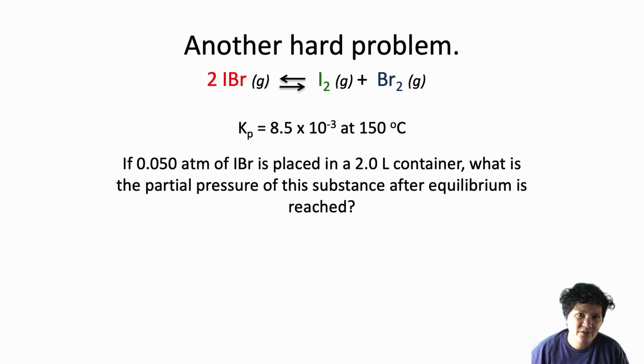Our Kp value is 8.5 times 10 to the minus third at 150 C. So we're going to start this reaction by putting 0.05 atmospheres of iodine bromide in a 2-liter container, and we want to find out what the partial pressure is after equilibrium is reached. So let's start at the beginning.